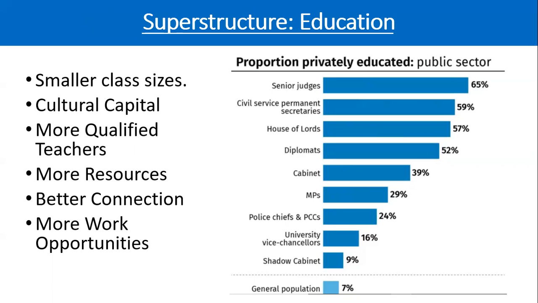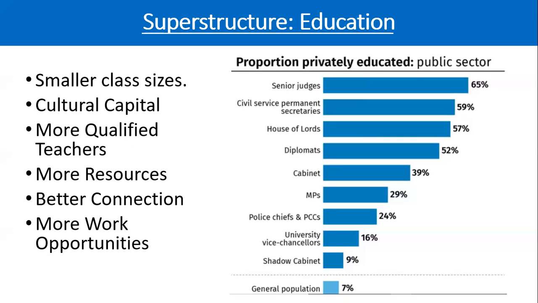There's also more resources. So it might be that they have all the textbooks, they have their own laptops, they have the best technology in classrooms to help them learn. They might also have better connections. So it might be connections in terms of knowing other people, so it might be other families of pupils who work in industries that you might want to get into. It might be that there's better connections in terms of the schools with certain workplaces, and that links into this idea of more opportunities for work as well.